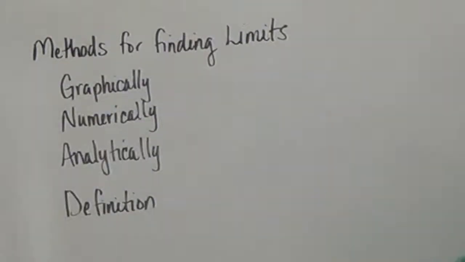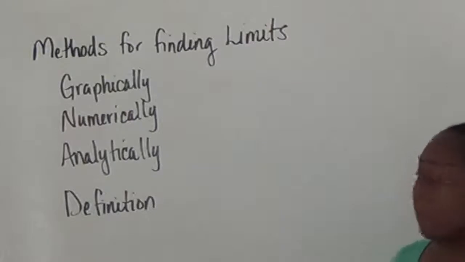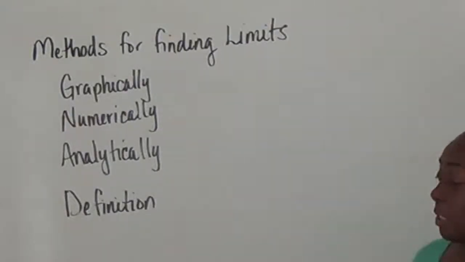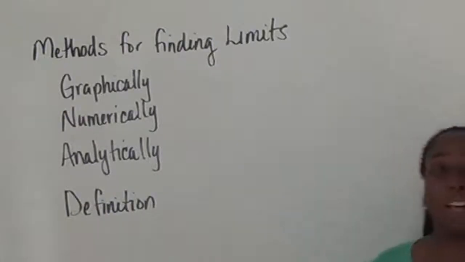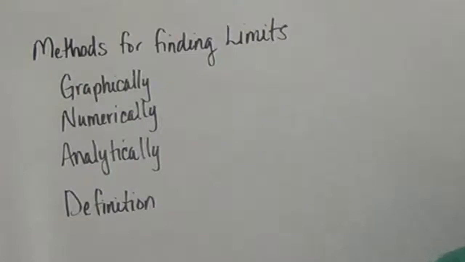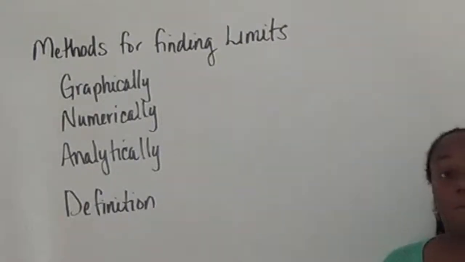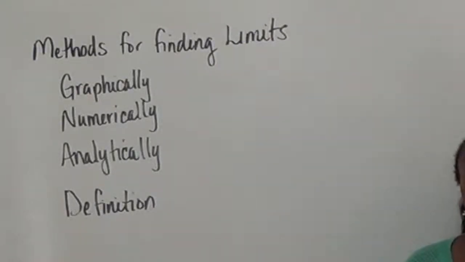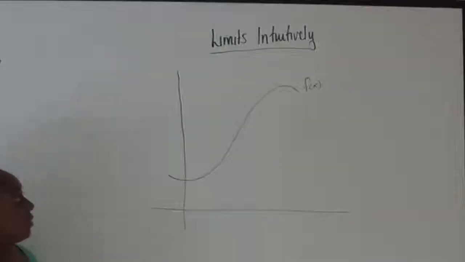First is graphically, and that just means we're going to look at graphs of functions and visually see where the limit is going. Numerically, which just means we're going to actually use values of the function to determine what the limit is. Analytically, which means we're going to use algebraic methods to find the values of limits. And then last, there's the definition. So there's an actual formula for figuring out what the limit of a function is. So let's look at what this means intuitively.